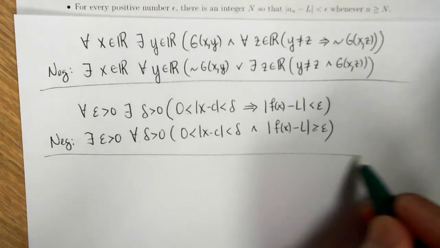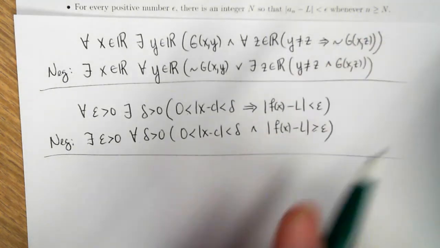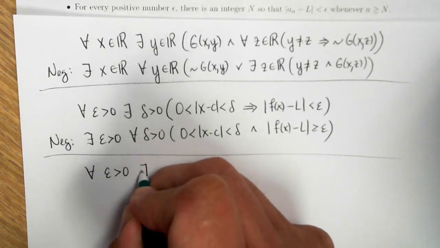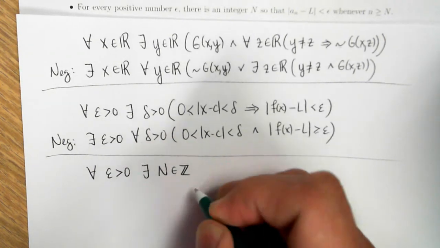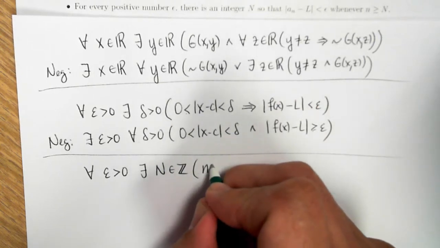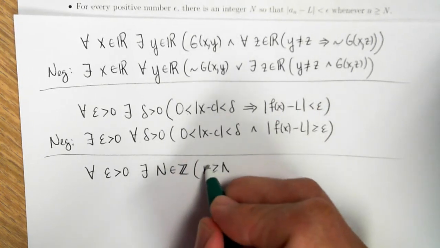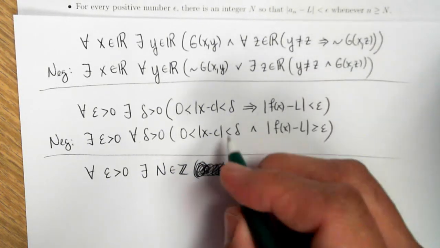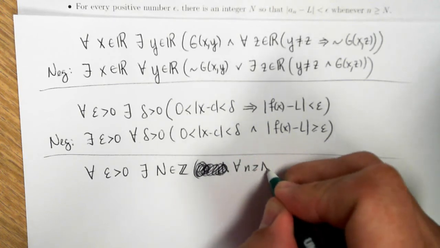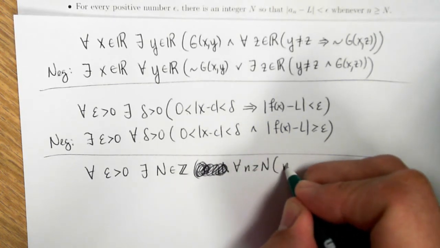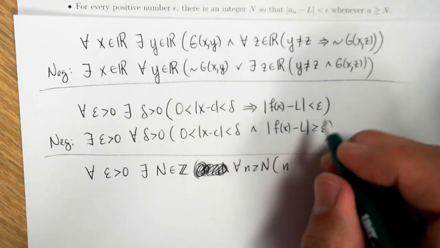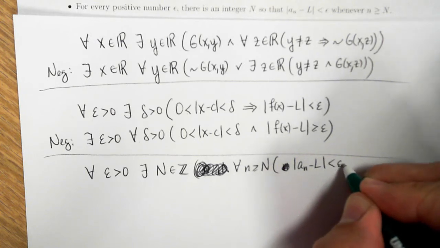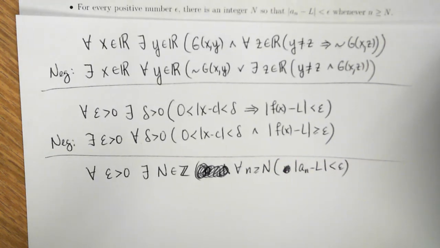Last statement looks quite similar. This is the definition of a limit of a sequence. So for every epsilon greater than 0, there exists an integer capital N such that, and I should be careful here, whenever little n is greater than capital N. So for every n that's greater than or equal to capital N, the absolute value of a sub n minus L is less than epsilon. That's one way to do it.